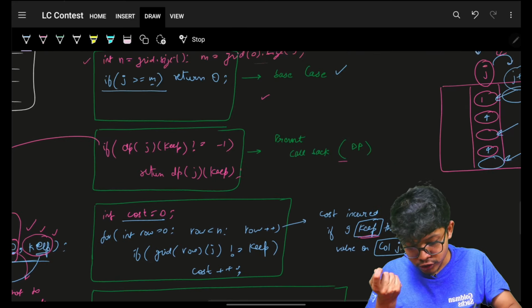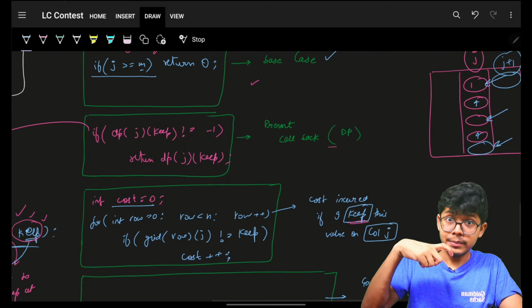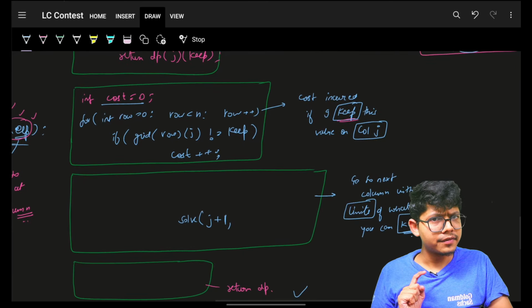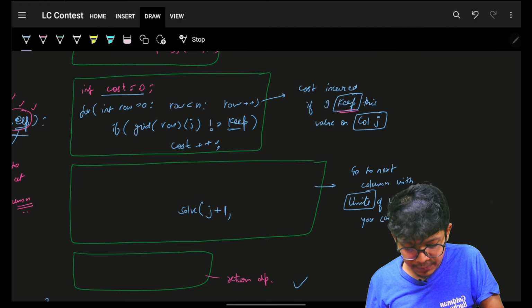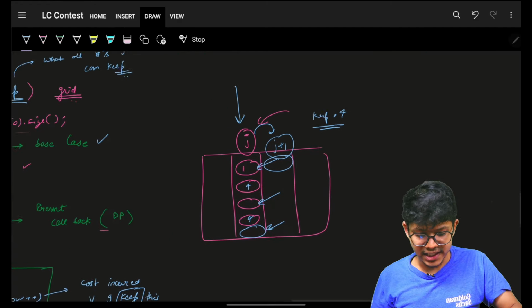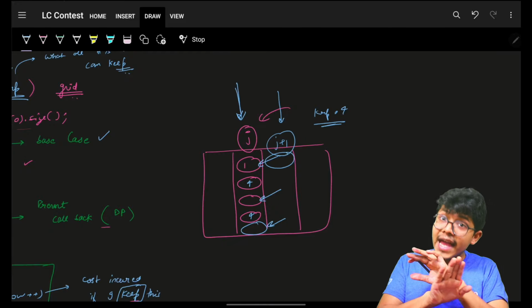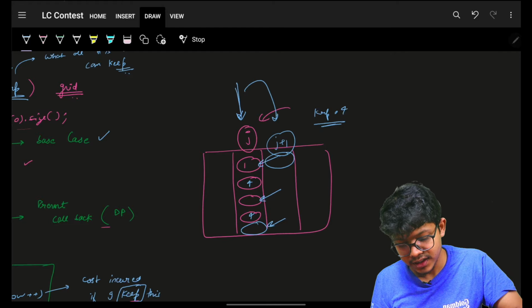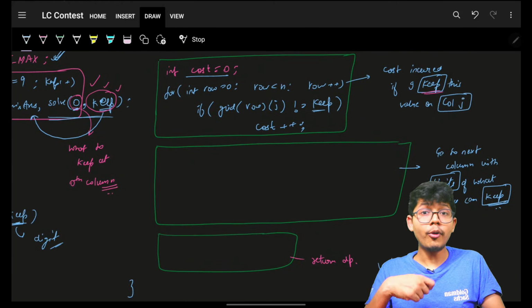But then you will also have to give a keep. What is the value you want me to keep at this index j plus 1? So what should I give? I realized that at the jth column, I have kept a keep. So on the next column, I can keep any other value other than keep. So I'll just simply iterate on all the possible digits.